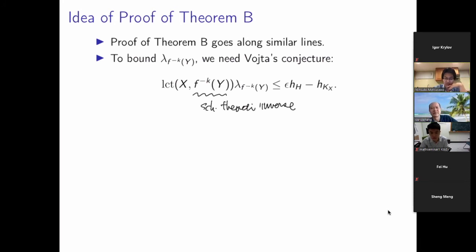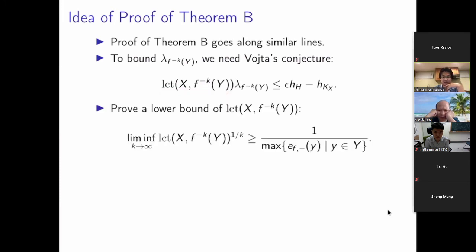So this could be very small. The log canonical threshold could be very, very small, right? So we have to bound the log canonical threshold from below as k grows. That is again where we use Guignard's theorem. So we can actually prove a lower bound of the log canonical threshold in this way.